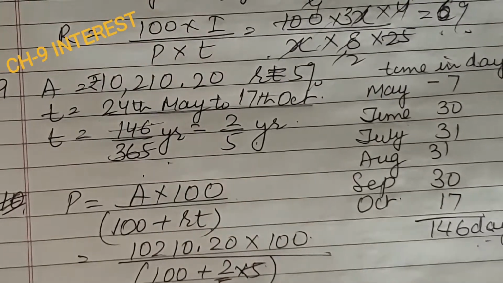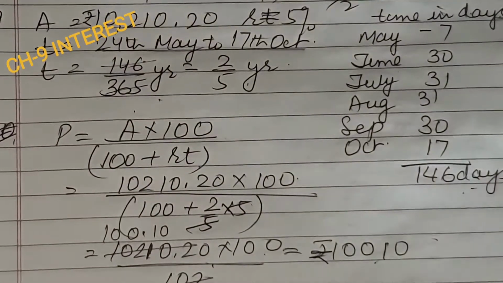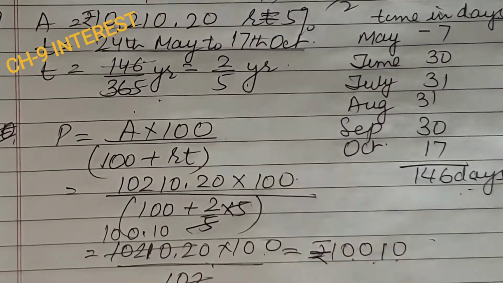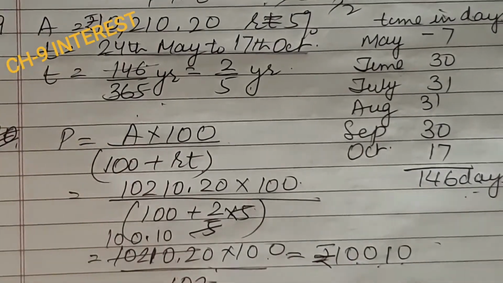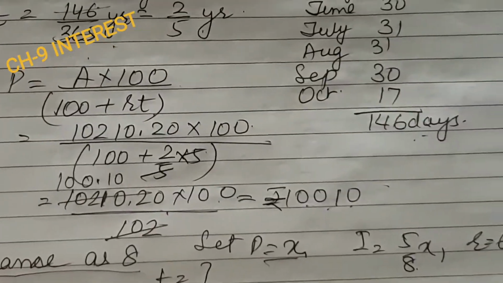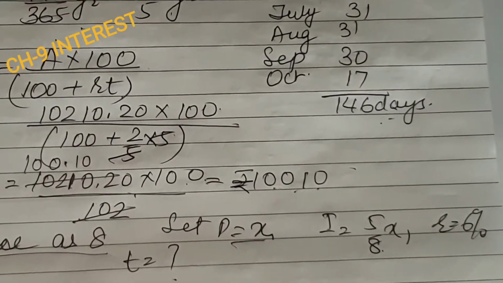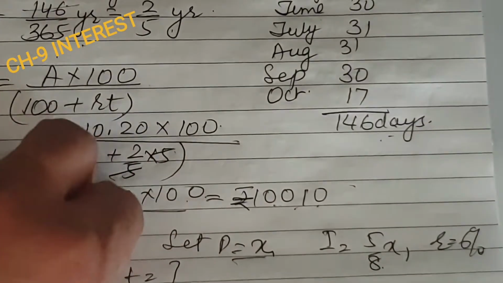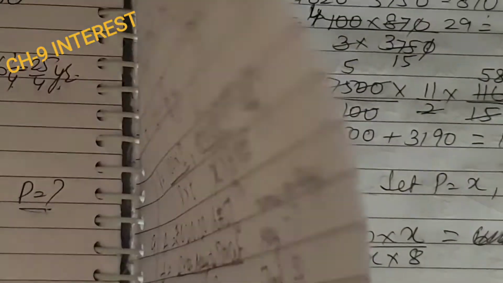100.10, and on multiplying with the 100 it turns out to be 10,010 rupees. Question number 10 is the same as question number 8. That is, the principal is x and the amount becomes, the interest is 5/8 of it, and the rate is 6%, and you can solve it for time the same as question number 8.